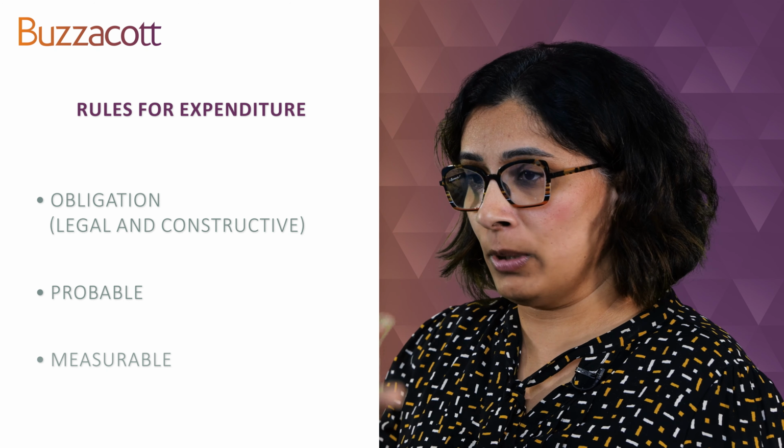You need to have an obligation, it needs to be measurable, it needs to be probable. A good example of all 3, including probable and measurable, is a legal claim against the charity. With a legal claim, it's often difficult to assess the probability of payment or indeed the amount, and therefore you only recognise it when you can tick off each of the 3 criteria.